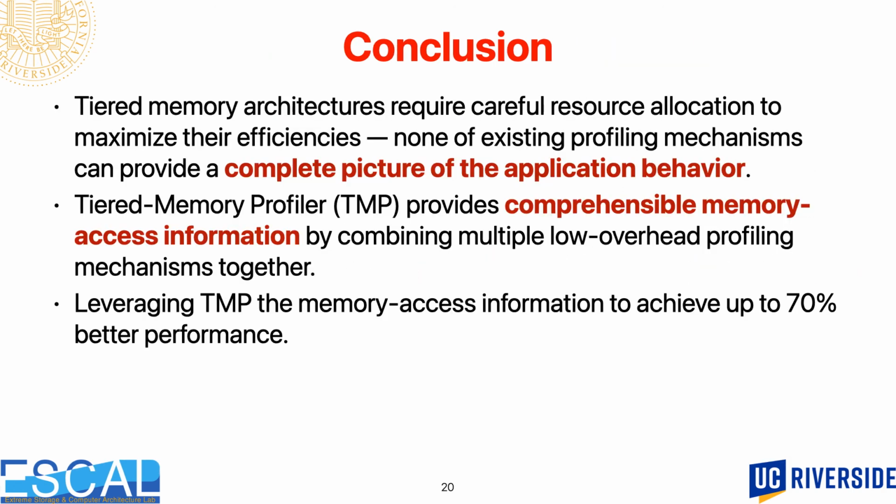Let me conclude my talk. Tiered memory architectures require careful resource allocation to maximize their efficiency. To the best of our knowledge, none of the existing profiling mechanisms can provide a complete picture of memory behavior. TMP provides comprehensive memory access information by combining multiple hardware monitors together. Finally, we can leverage TMP memory access information to achieve up to 70% better performance.